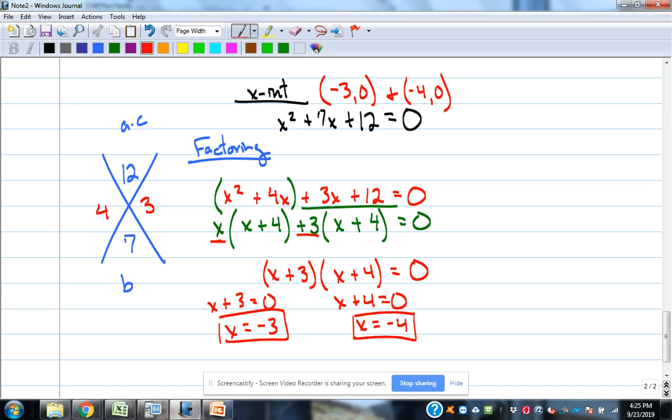Oh, it may not be. Yeah, the x value is what you find, and 0 is the y. Yeah, it's always on the x-axis. That's right. Good job. All right, so I'm going to show you the quadratic formula.